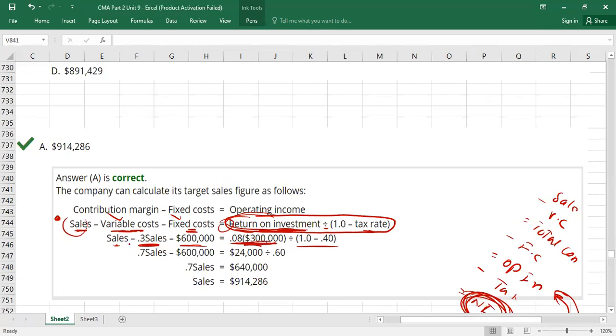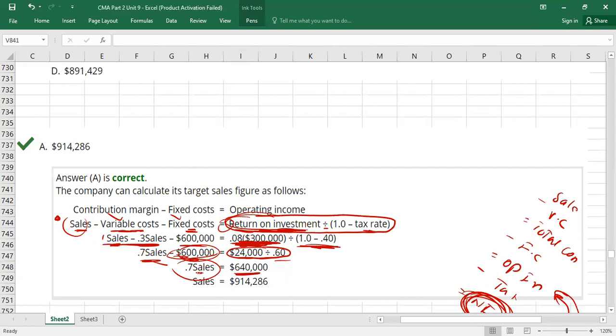If you solve it now, I want to calculate sales, which is 1 here, right? Mathematically, 1 minus 0.3 is going to be 0.7 sales minus 600,000 equals 0.08 times 300,000, which gives this much return on investment, divided by 1 minus 0.4, which is 0.6. So this is 0.7 sales. Now if you solve first this value, 24,000 divided by 0.6, and then add this value also, because this minus will become plus. So 24,000 divided by 0.6 is going to be 40,000, plus 600,000, because once you move the minus to the other side of the equation, it will become plus. So total is going to be 640,000.